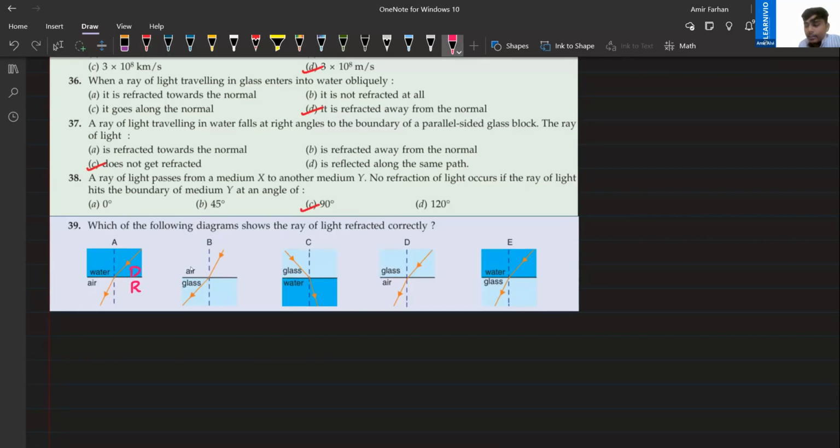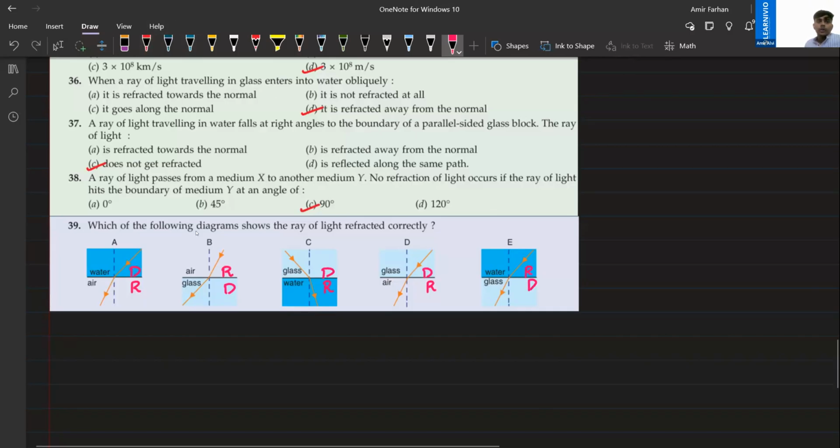Glass and air, which one is rarer or denser? Air is rarer. This one would be denser. Glass or water, which one is denser? Glass, because it's a solid. And this one would be rarer. Next one, glass or air, which one is denser? Glass would be denser, and air would be rarer. Water or glass, which one is denser? Glass. So this one is rarer, this one is denser.